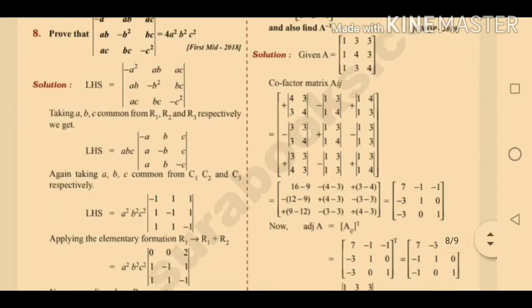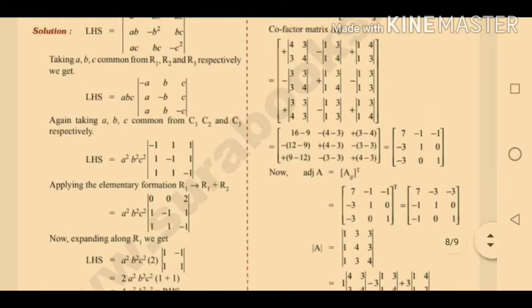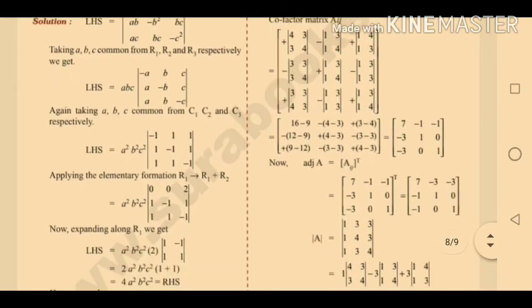Then cross multiply it. 4 fours are 16 minus 9, 3 threes are 9. 1 four is 4 minus 3. Likewise, you have to multiply the main diagonal and off diagonal and subtract it. You are getting the value. The cofactor matrix is 7 minus 1 minus 1, minus 3 1 0, minus 3 0 1.